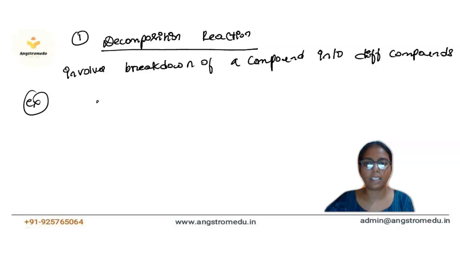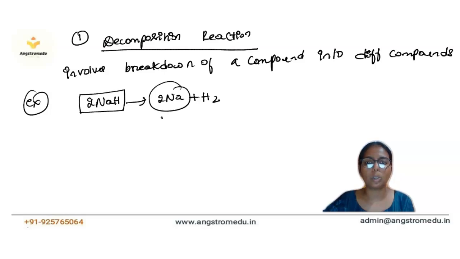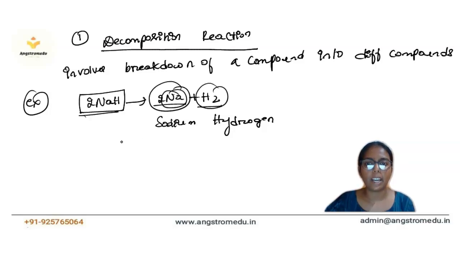Here, if we consider NaH, it will break down into Na plus H2. If we balance this reaction, it is 2NaH giving 2Na plus H2. So here the NaH, that is sodium hydride, will break down into sodium and the hydrogen. Sodium hydride is a single compound that breaks down into two simpler substances, sodium as well as the hydrogen. So this is an example of a decomposition reaction.